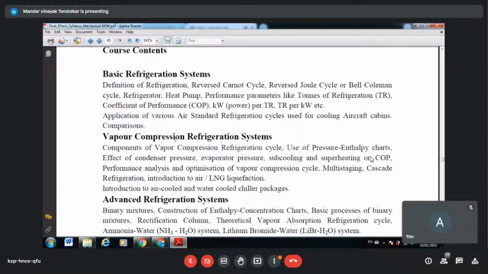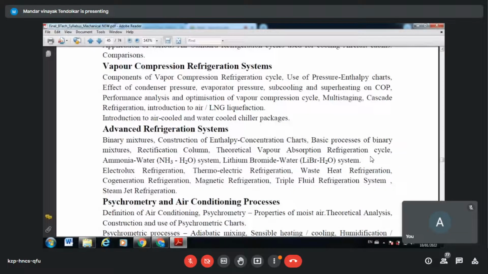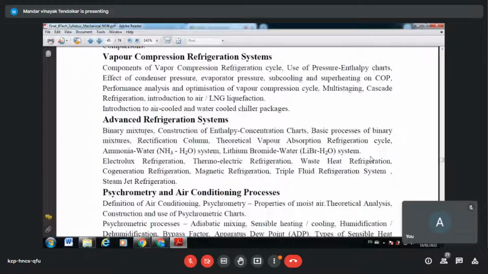Then the immediate next unit is the vapor compression refrigeration cycle, which, as I had said, is the heart of your domestic refrigerator system. So we will analyze this vapor compression cycle in full depth. Then we will move to advanced refrigeration systems, where I will be focusing more on this first part, which is the major part: vapor absorption refrigeration. And this bit: Electrolux, thermoelectric, waste heat, cogeneration, magnetic, triple fluid, and steam jet.